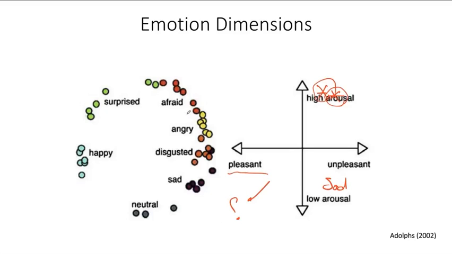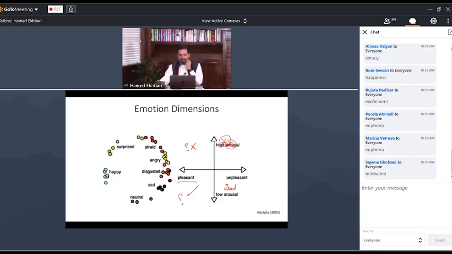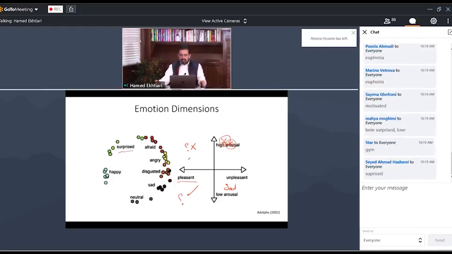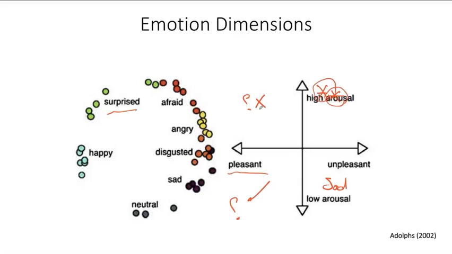Relaxed state, calmness, meditation, calmness, okay? Okay, what should we have here in high arousal and pleasant? Yes, as you see here: surprised, motivated, euphoric, excited, surprised, of course. So these are the things that would go for this dimension.